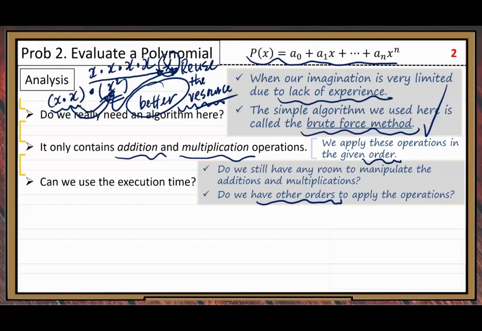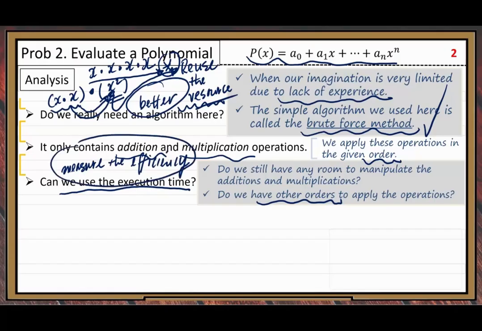Then, next question. Because we need to measure efficiency, for this question, we want to measure the efficiency of the algorithm. How to measure? The first option, using execution time to measure. We clock it. So when you run the program, we calculate the execution time. So that's the straightforward way.